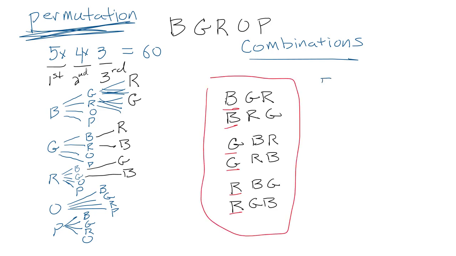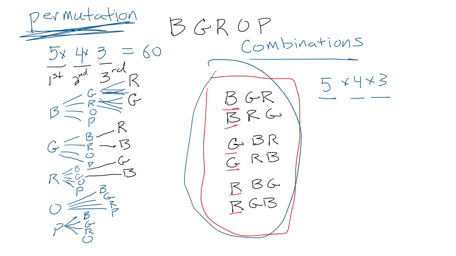Well, then my answer to the question would not be 5 times 4 times 3. It would not be 60. If I view 6 permutations as really just one group, I would divide this number by what? 3 times 2 times 1. Where does the 3 times 2 times 1 come from?